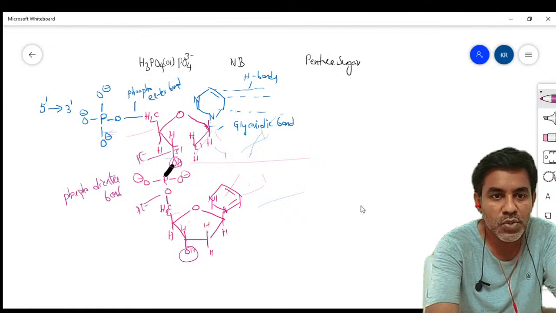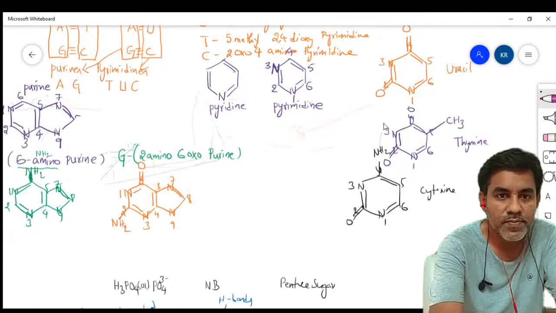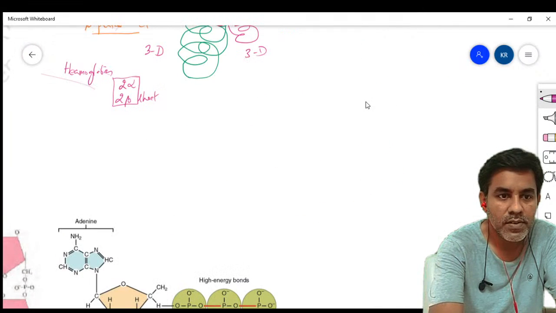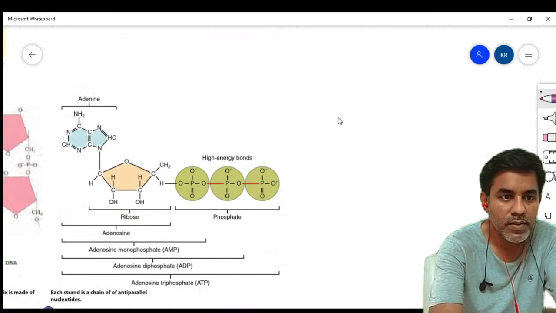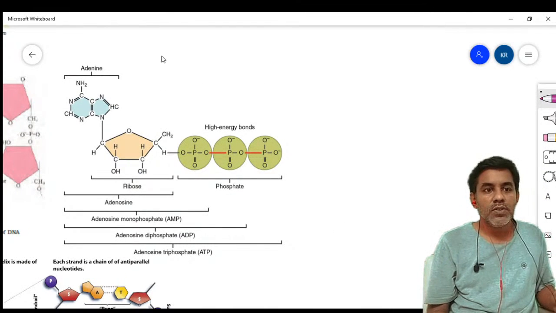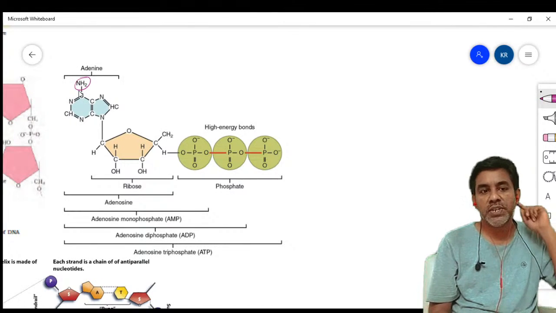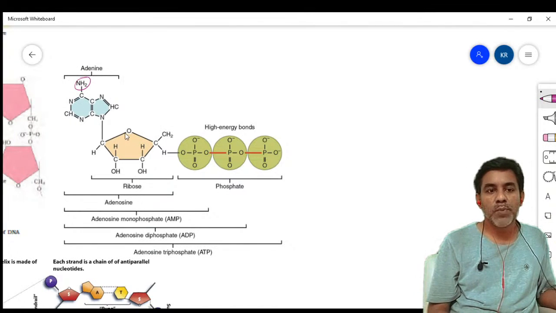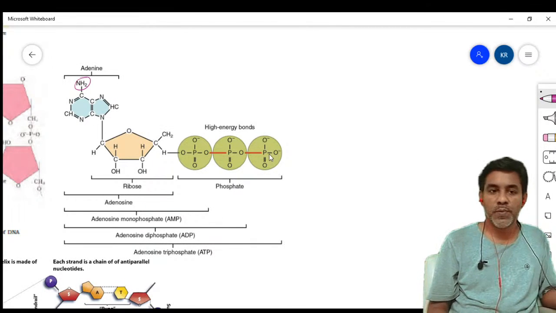We have structures over here, and by observing those structures you can get a clear-cut idea. So here it is. I told you that this is 6-aminopurine, sixth position. This is the ribose sugar moiety and the 3 phosphates. This is the structure of the ATP molecule.